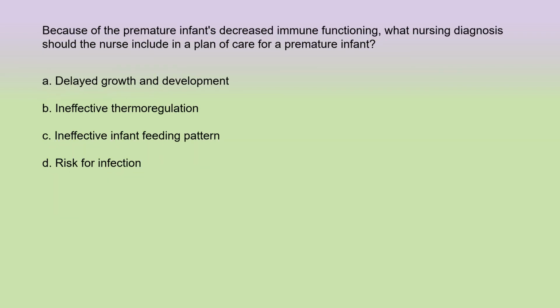Because of the premature infant's decreased immune functioning, what nursing diagnosis should the nurse include in a plan of care for a premature infant? A. Delayed growth and development. B. Ineffective thermoregulation. C. Ineffective infant feeding pattern. D. Risk for infection.